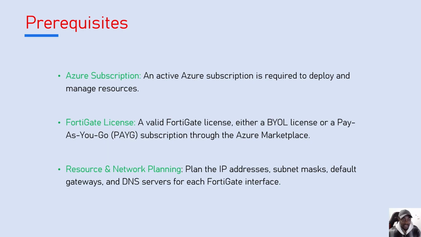So about prerequisite, all you need to have is a valid Azure subscription. You also need to have a FortiGate license. We'll talk about the licensing model in the next slides. And you also need to configure some resources and do some network planning.